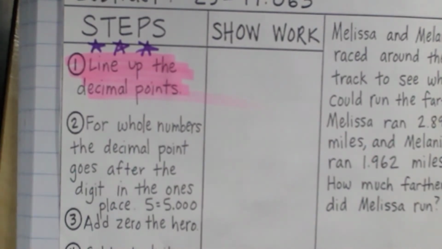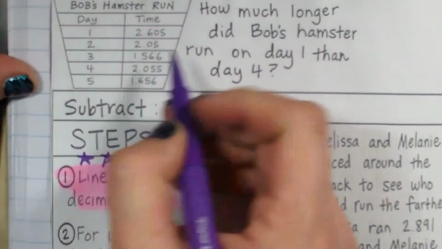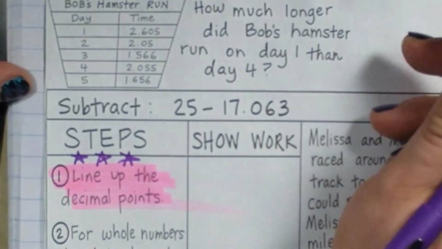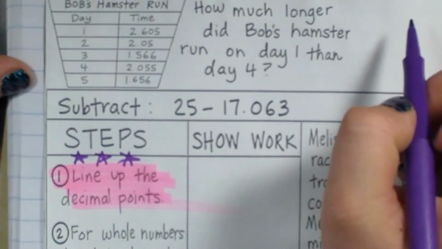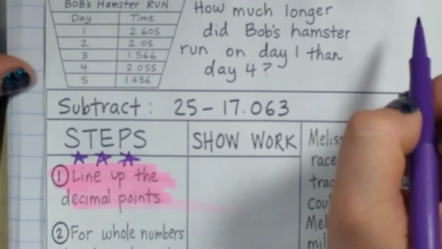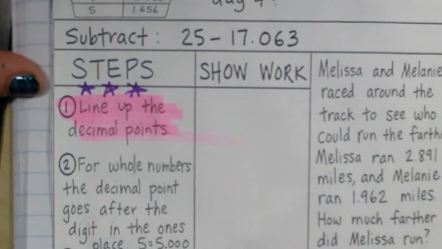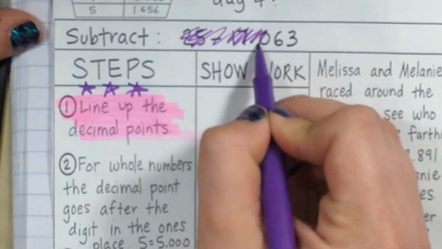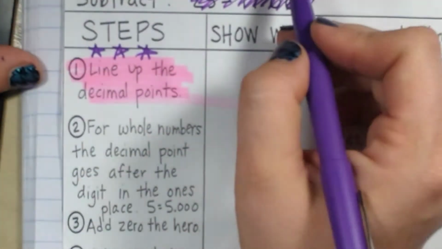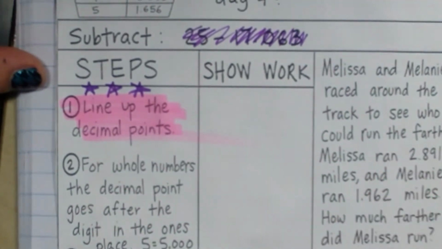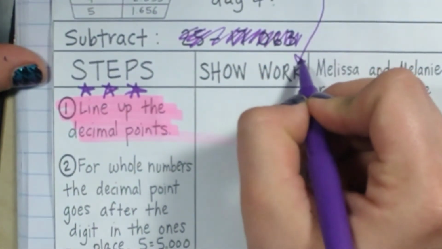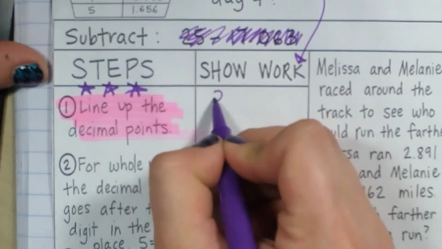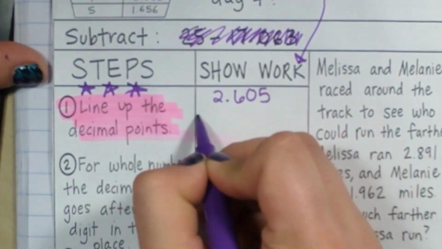So how much longer did Bob's hamster run on day 1 than day 4? So we need to find the difference between day 4 and day 1. Okay, so this is actually not a correct question. We are going to do this question here. Okay, so day 1 minus day 4.